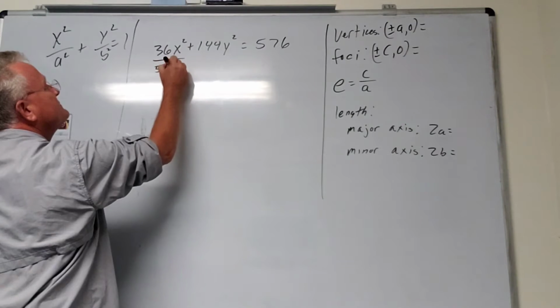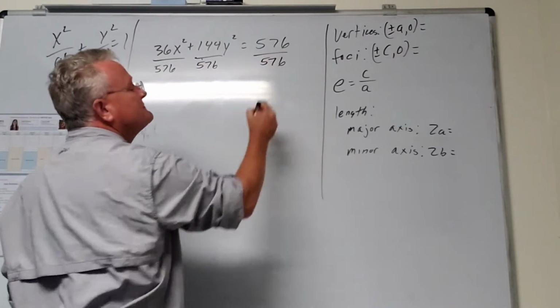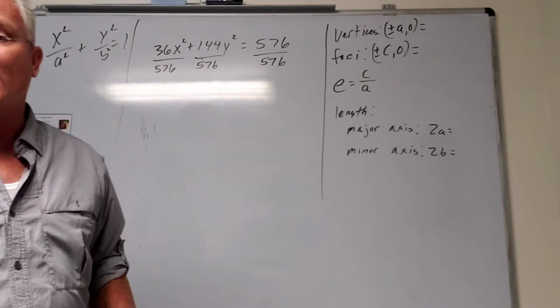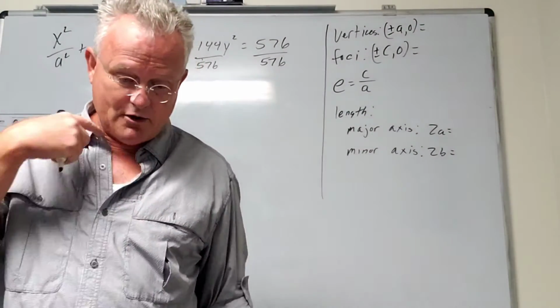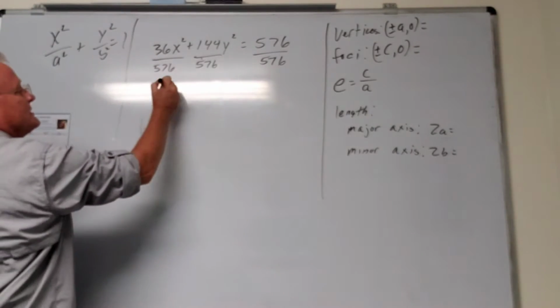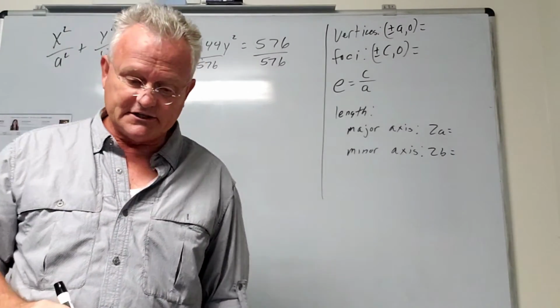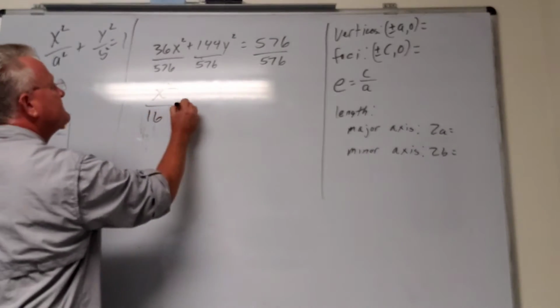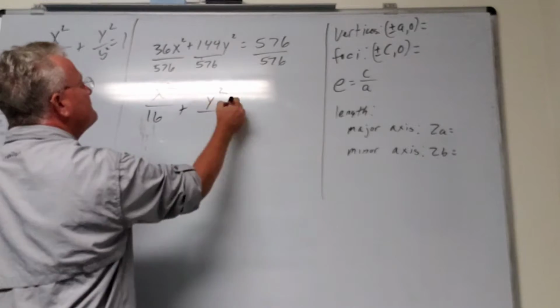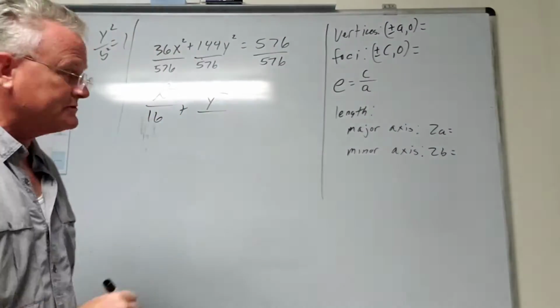So we have 576, 576, 576. We want to get it equal to 1. That's why we're doing this. So now when we divide this, 36, get out your calculator, whatever. 36 divides into 576 16 times. And 144 goes into 576 4 times.